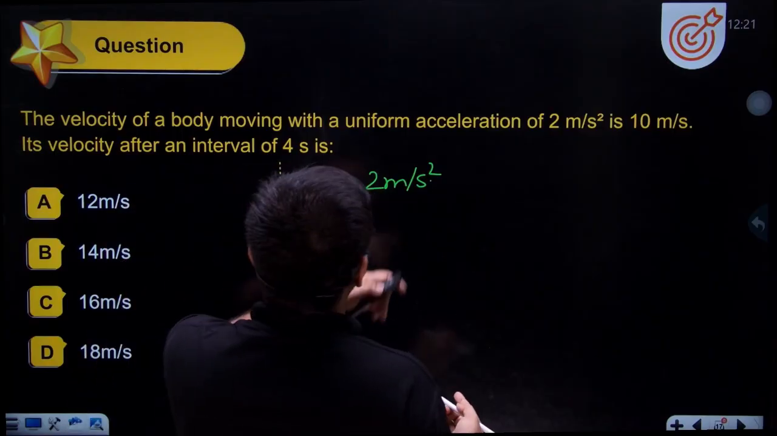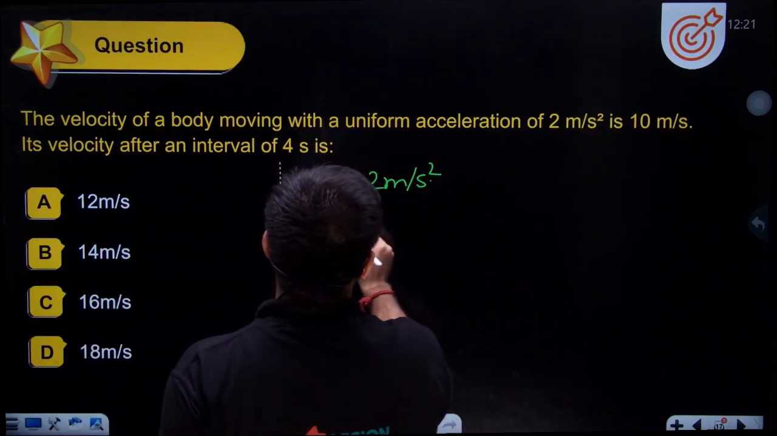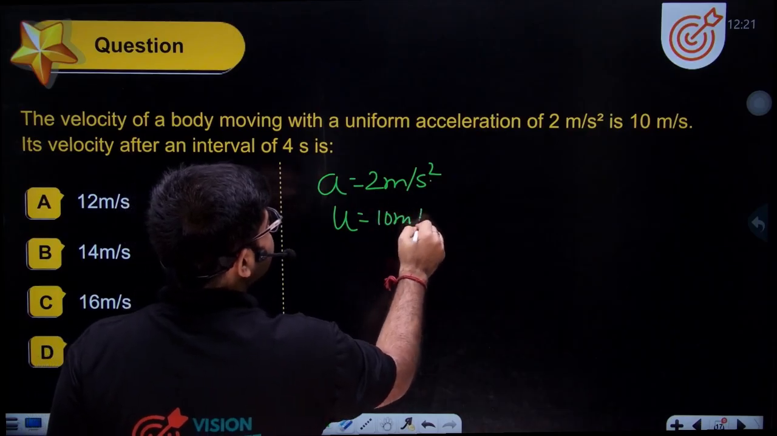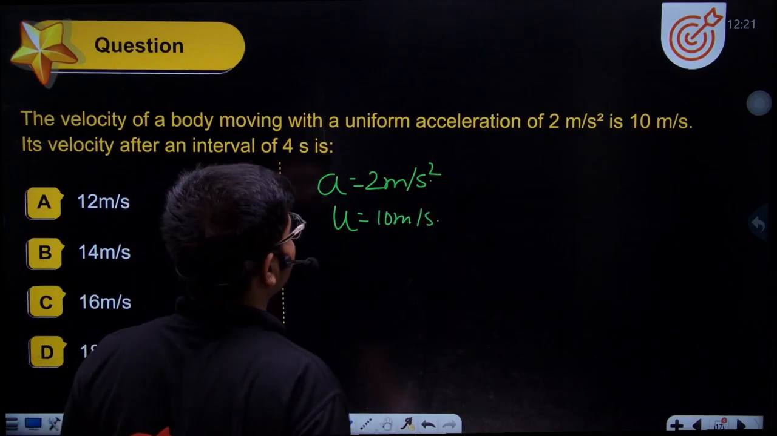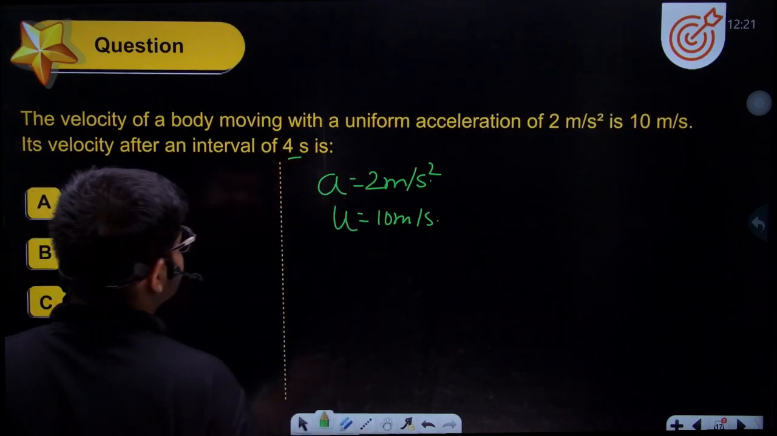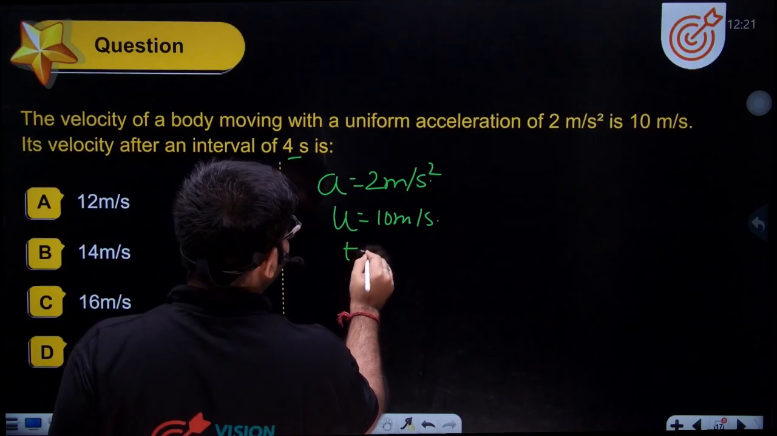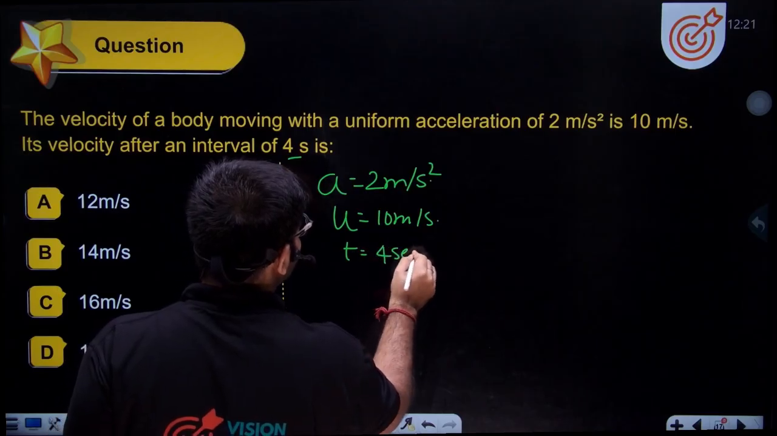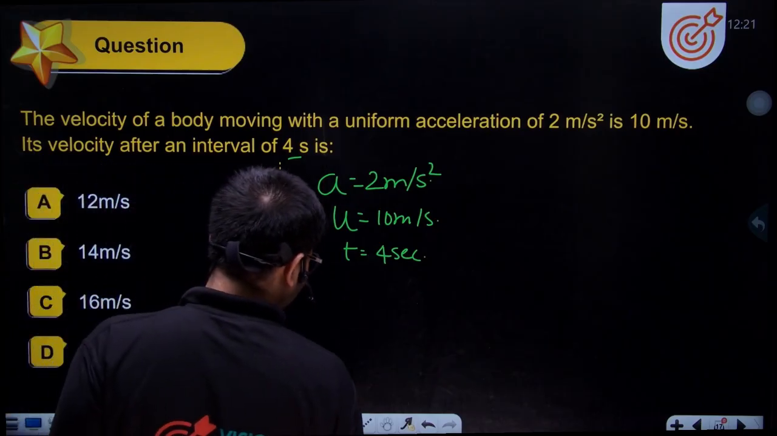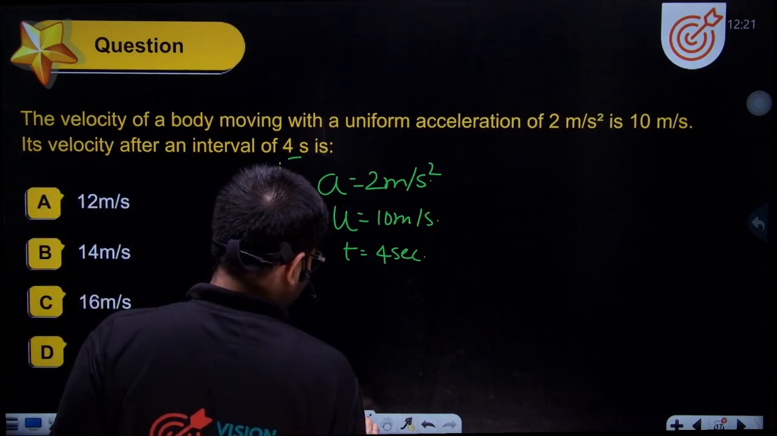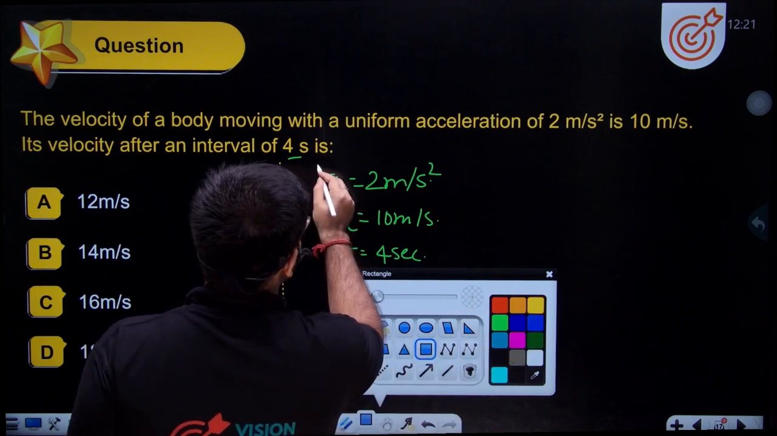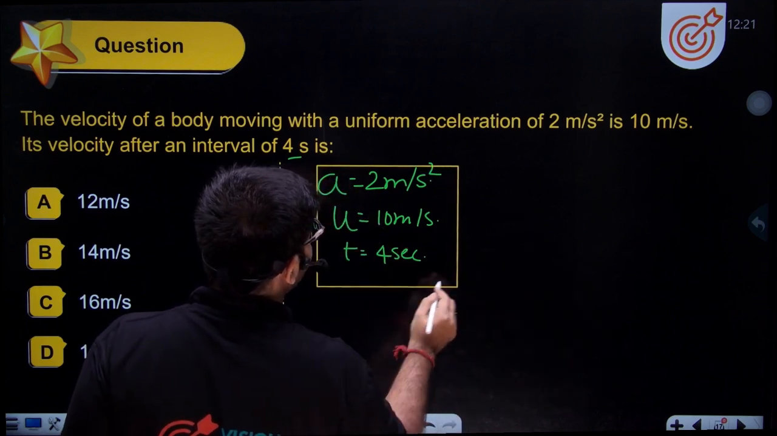The velocity of a body moving with a uniform acceleration is, so u, your u is given as 10 meter per second. Okay. Now its velocity after an interval of 4 seconds is, the time period they have said it is 4 seconds, so they are asking you the velocity, that means the final velocity. इतना तो information हमारे पास है, they have given this much of information to us, so these are the informations that are given to you.